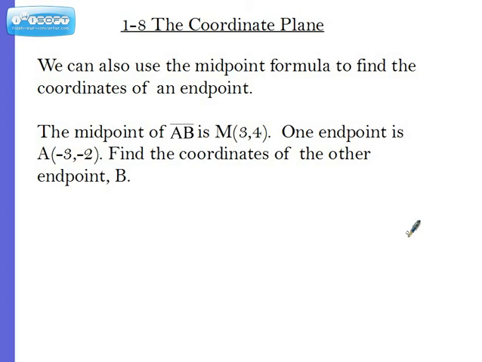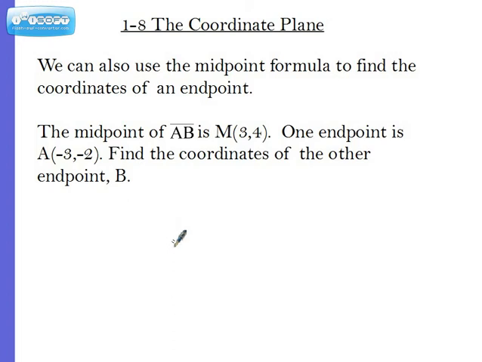But we can also use the midpoint formula if we want to find the coordinates of an endpoint. So let's say that they give us the midpoint this time. So the midpoint of line segment AB is (3, 4). One endpoint is (negative 3, negative 2). We want to find the coordinates of our other endpoint. So we're going to have to do the midpoint formula kind of twice.